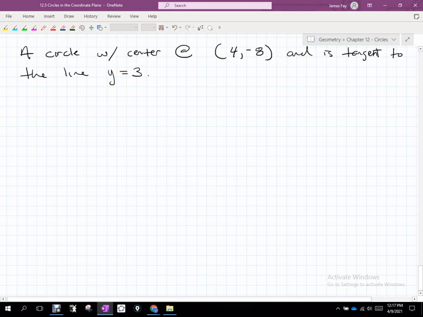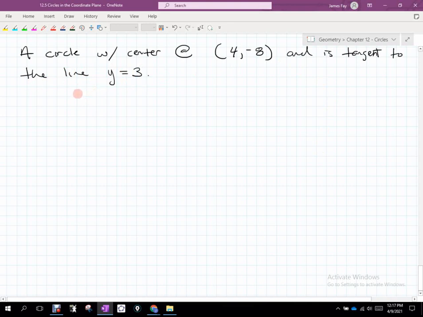Okay, so one aspect of that problem says tangent to the line y equals 3. A lot of times they might say y equals 0, which would be the x-axis. So they might say just the x-axis. They might say instead of y equals 3, x equals 3. Might say x equals 12, whatever. Okay, so this line can change.